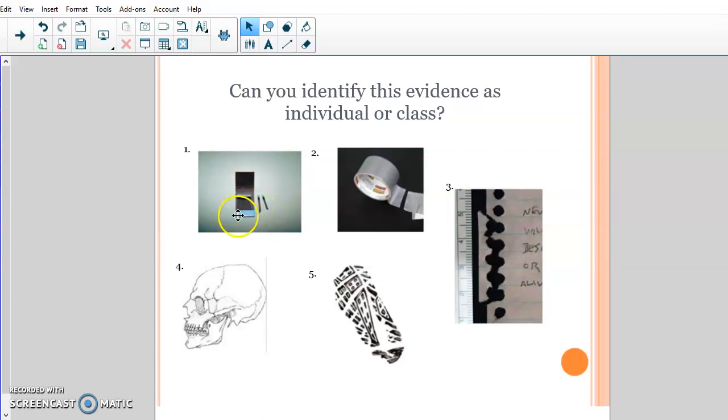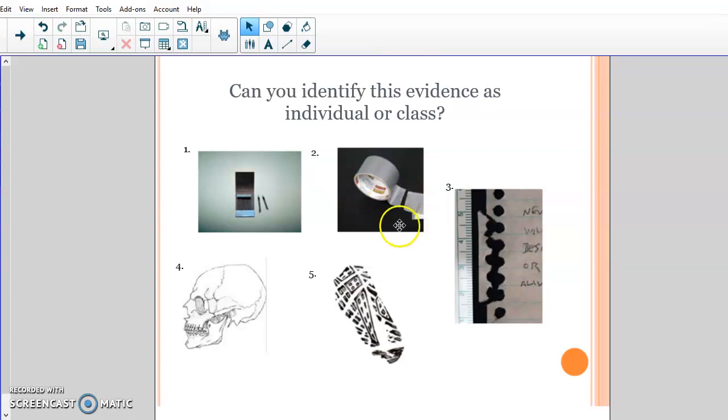Because these have been ripped out, rip patterns are unique every time you rip something. Like if you try ripping a piece of paper 100 times, you'll never rip it exactly the same way every time. So if you can match the rip pattern back into this matchbox, I would say you've individualized the match back to the box.